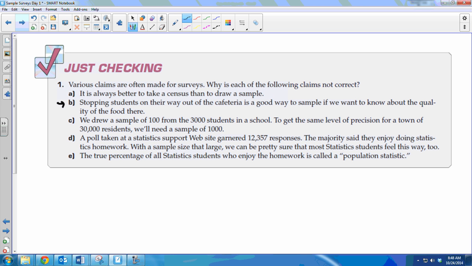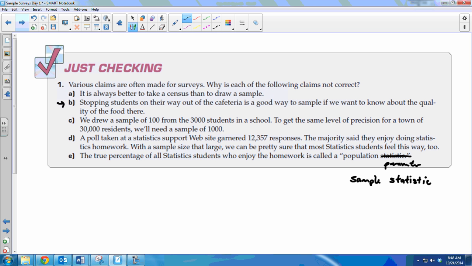And then on E, the true percentage of all statistics students who enjoy the homework is called a population statistic. What's wrong with that? Right, you're talking about a population parameter, and then it would be a sample statistic. You cannot get a population statistic. Even the census really can't get a population statistic because it's really not the actual number of people or the actual amount of this or whatever. Does that make sense?